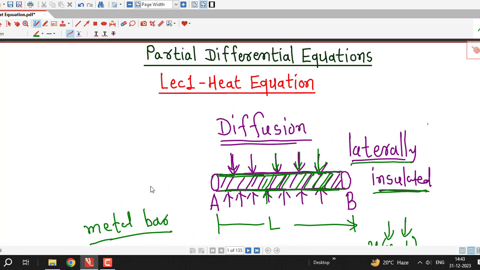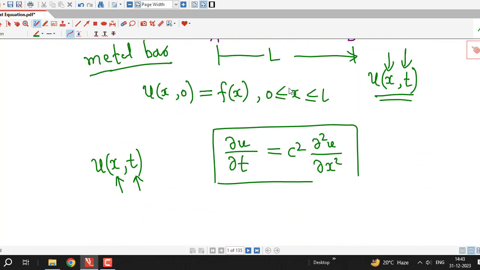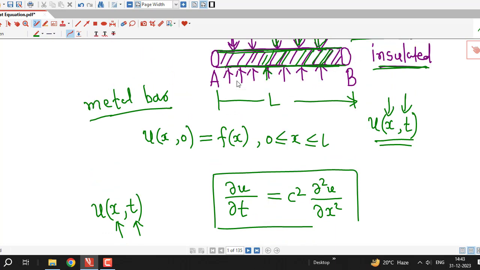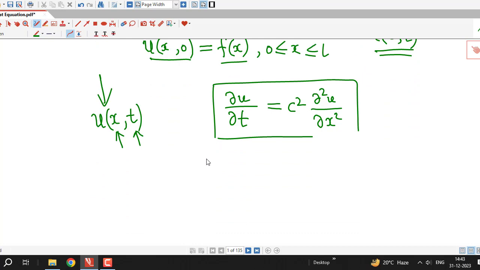So our main objective in this topic of heat equation in this course is: suppose we are given this type of homogeneous metal bar, and this is the initial temperature, that is the temperature at t equal to 0, and we want to obtain the temperature distribution at any position x and at any time t. And here we are going to consider two types of boundary conditions.